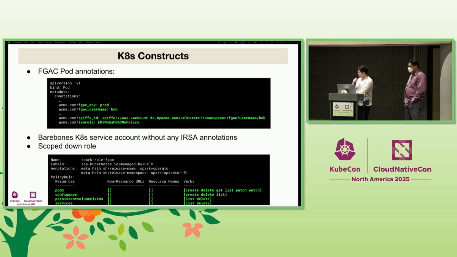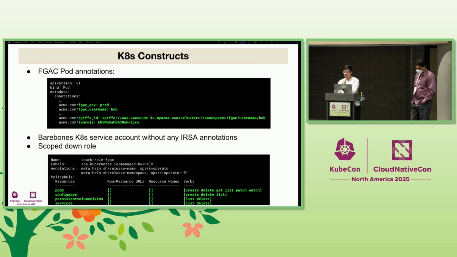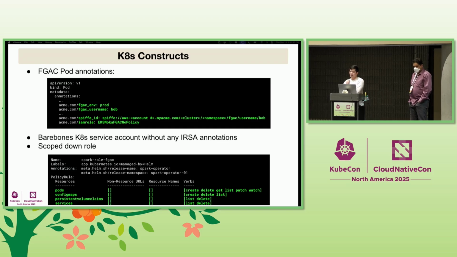In order to get this working on Kubernetes, we utilize two key Kubernetes constructs to enable fine-grained access control. The first is annotations, and the second is a service account with a scope-down RBAC policy. When Archer receives a request for a job with FGAC, or fine-grained access control, enabled, it sets several key annotations on the application, which are then passed down to the pods. The first is the FGAC ENV, or the environment. This is the environment that the pod is running in, and it's used to determine which CVS backend we're going to hit.